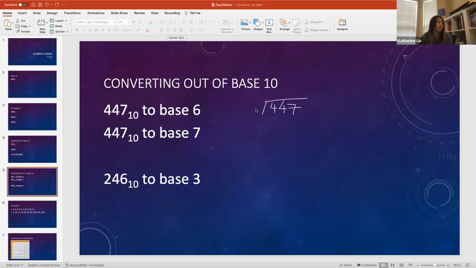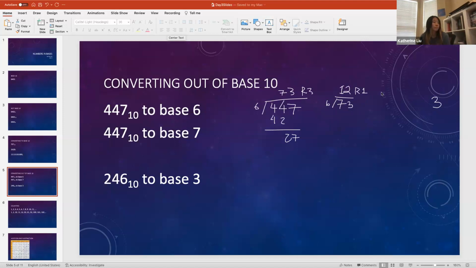So we divide, and this is gonna give us 73 remainder 3. So we're gonna take this remainder and write it over here, aligned to the right. So we're gonna add things to the left. And then we have this 73, and let's just divide it again. So 73 divided by 6, that's 12 remainder 1.